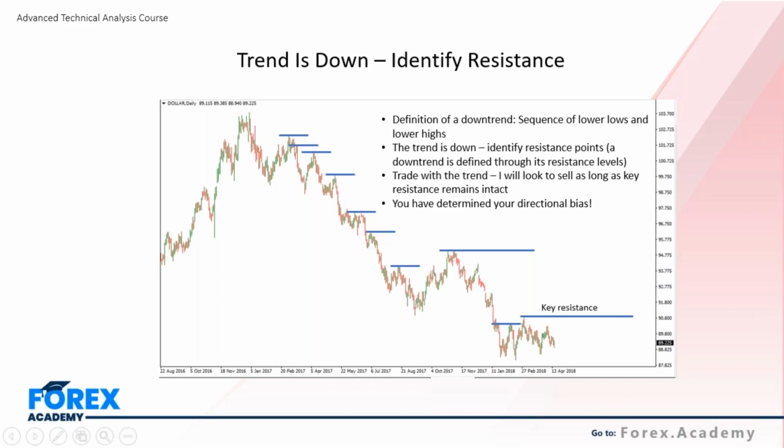So the definition of a downtrend is a sequence of lower lows and lower highs, and the lower highs are represented by these little blue lines currently up on screen, and they're very important because they're key resistance levels. So these are the highs that really prevent this market from moving higher. You can use any one of these, and if you sell this market, you could place your stop loss consistently above any one of these levels, and as you can see, you would only have been able to have made profit.